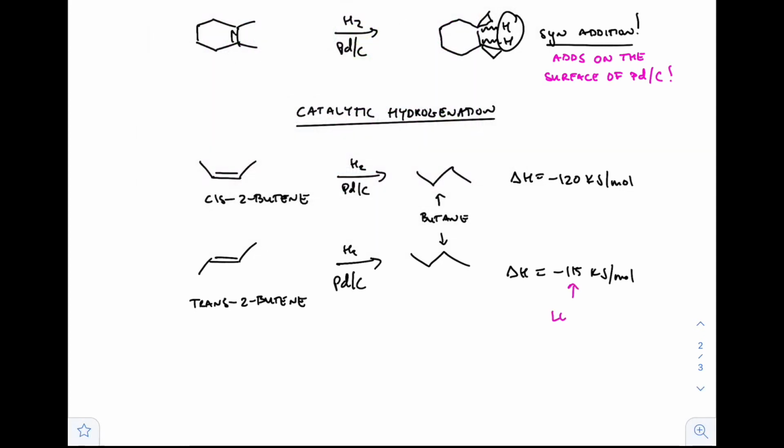The fact that negative 115 is lower means that it was lower in energy to start, and less energy was released to get to the same endpoint. And so therefore the trans was a more stable alkene starting material. Okay, so we did see that before. We're just kind of introducing that again.